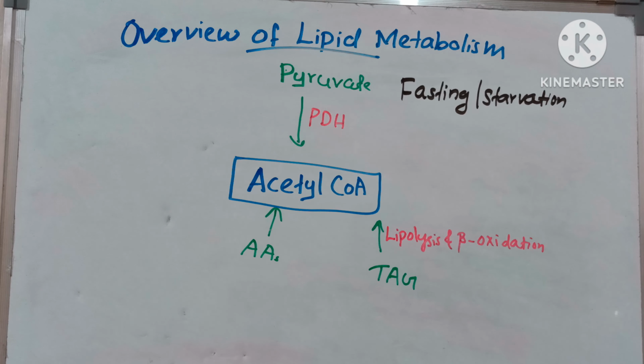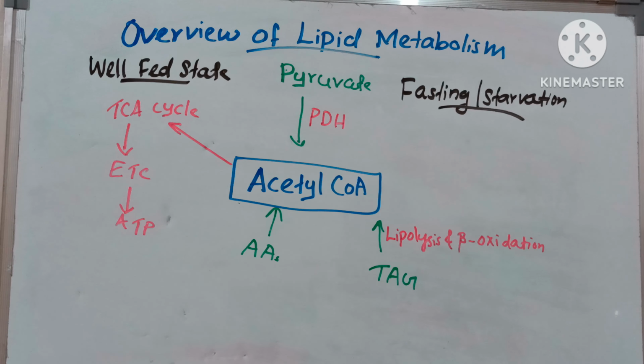Triacylglycerol, which is stored in the adipose tissue, is broken down to fatty acids and glycerol in fasting and starvation. These fatty acids are oxidized to form acetyl-CoA. So these are the sources of acetyl-CoA. Let's see the fates of acetyl-CoA.